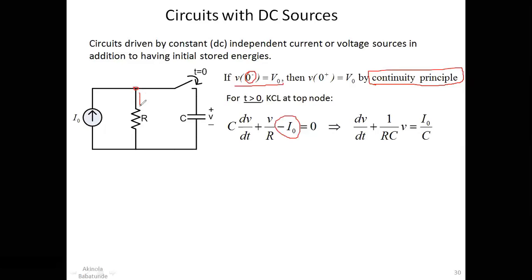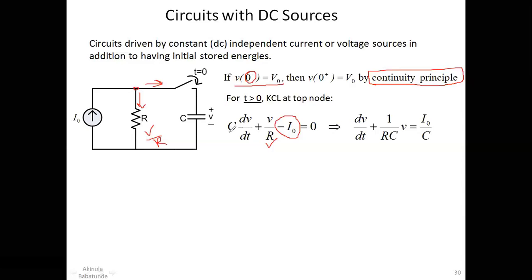And then you have a current leaving here, and then you have another current leaving here. All right. So what you will find here is that the current passing through R will be equal to V over R according to Ohm's law. So we have V over R here. The current passing through the capacitor, with this capacitance here, would be equal to C dV/dt.